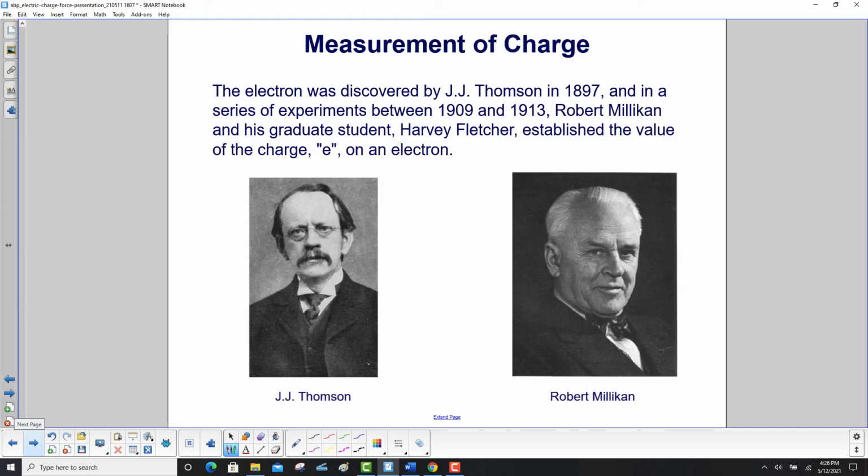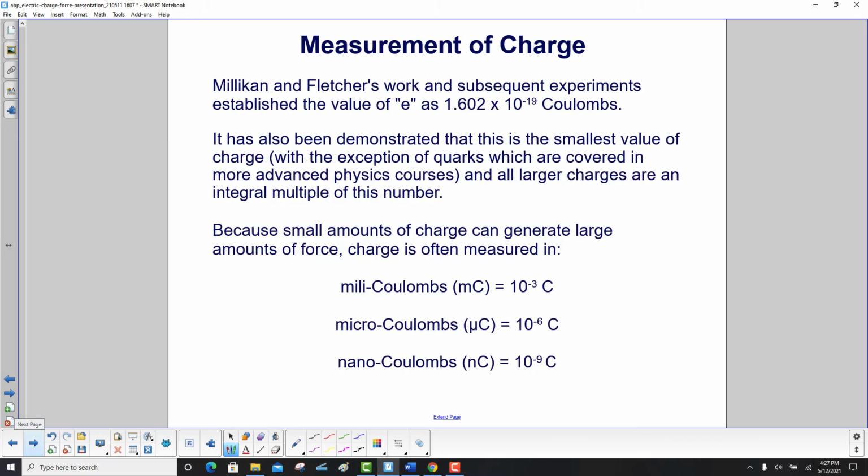The electron was discovered by J.J. Thomson in 1897, and in a series of experiments between 1909 and 1913, Robert Millikan and his graduate student Harvey Fletcher established the value of the charge e on an electron. Millikan and Fletcher's work and subsequent experiments established the value of e as 1.602 times 10 to the minus 19th coulombs. It has also been demonstrated that this is the smallest value of charge, with the exception of quarks, which are covered in more advanced physics courses, and all larger charges are an integral multiple of this number. So that's what we're going to worry about now.